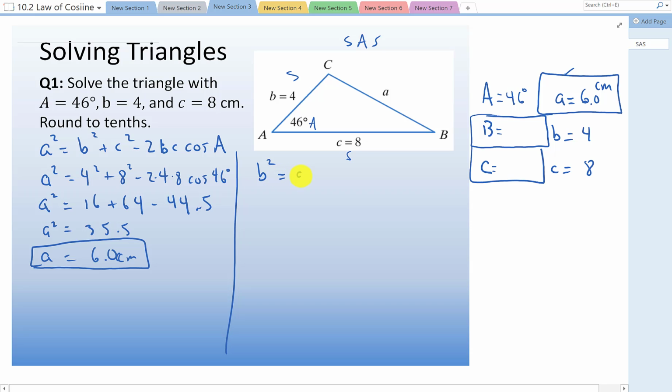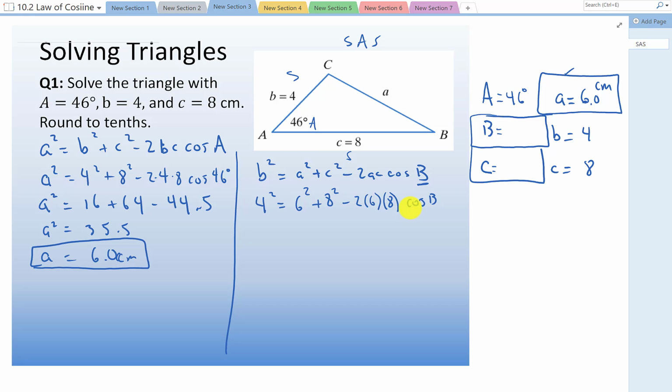So if I'm going to use B, then I need the B squared equation. B squared equals A squared plus C squared minus 2AC cosine of B. And B is what I don't know, but I know everything else. So I'm going to use 4 squared equals A squared. And I just found A. It equals 6. And C was given to be 8. And 2 times A, now A we just found was 6 times C, which is 8, times the cosine of B. And I've got to do a little bit of algebra here to get this equation isolated.